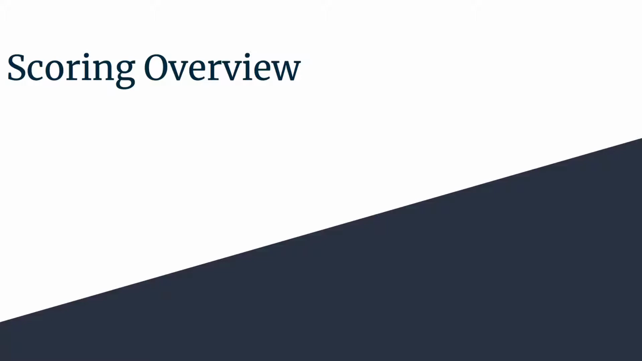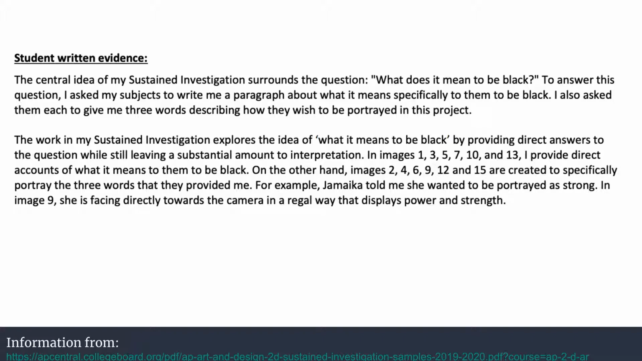So now we're going to look at the scoring overview. Again, we are going to get more into scoring and how that works at the College Board level as well. This is really our starting point. So this is what the student wrote. In the beginning of this, I told you that you have 1,200 characters to submit to talk about your sustained investigation. This is an example of the type of thing that you would write. So this is what the student submitted.